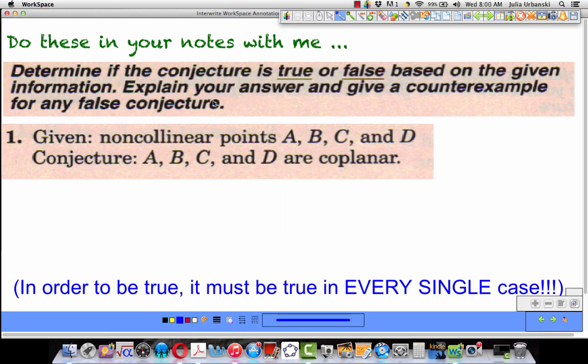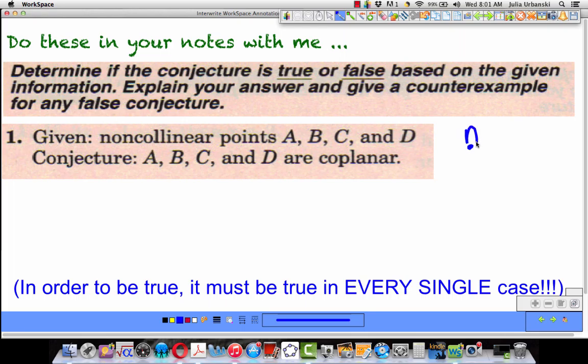Determine if the statement, or the conjecture here, is true or false based on the given information. Explain and give a counterexample for any false conjecture. Given non-collinear points A, B, C, and D. So non-collinear just means they don't make a straight line.